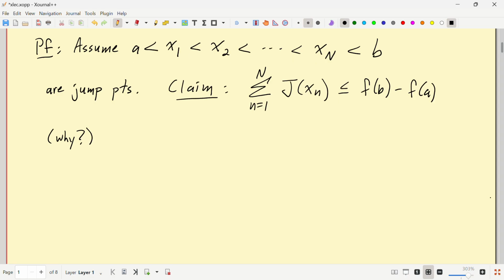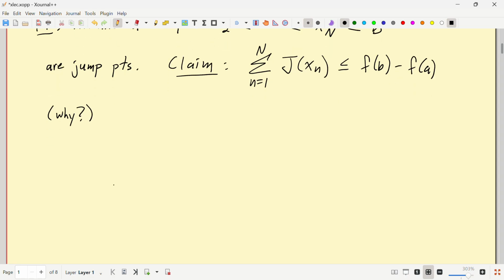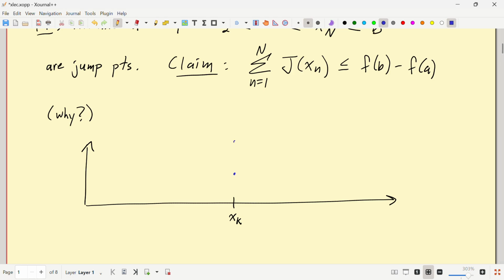Okay, so here's the why. I'm going to draw a graph here of something more typical. Let's take an x_k right here where there's a jump. That means there's going to be that picture from before. And maybe the c's in here. It's increasing, so it might look like that. And there might be more jumps. So there might be another jump here, another jump here, etc.